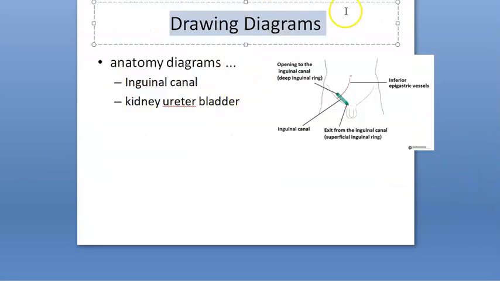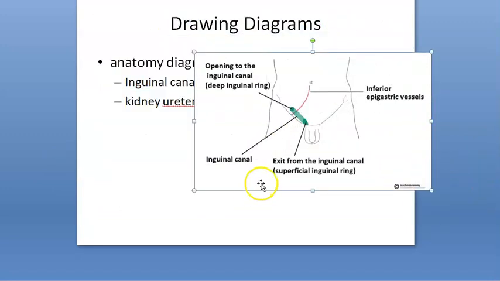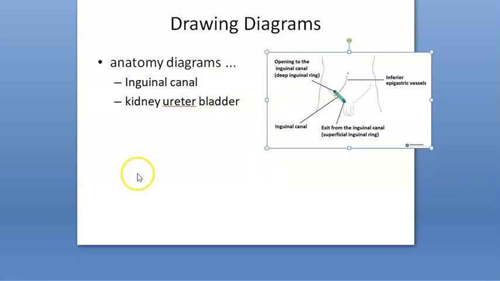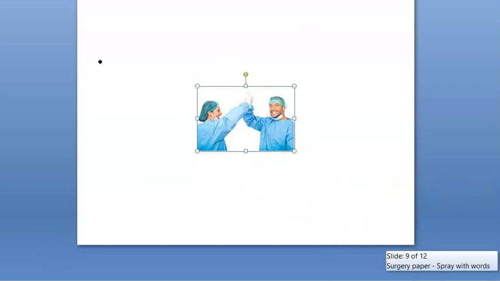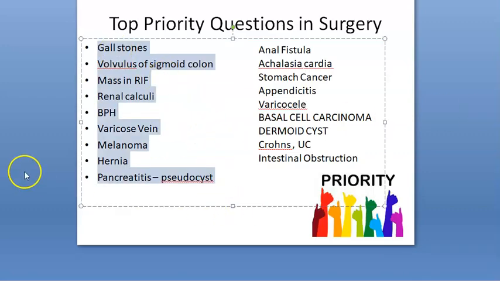Now coming to diagrams. So draw diagrams in your exam. So if you write about inguinal hernia, draw this inguinal canal, draw this abdomen, draw those quadrants. Something you draw, okay. It will keep the person who's correcting your paper interested in correcting. Orthopedics will be covered in a separate video, okay. So basically surgery you have looked at. So the top priority questions are there, no. This one, top priority questions, each of this we will revise now, okay.